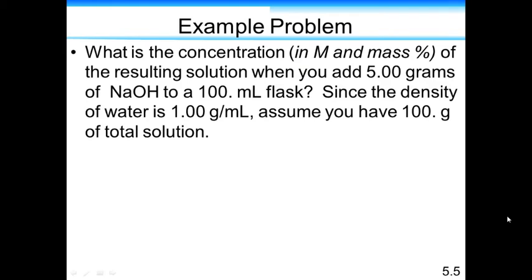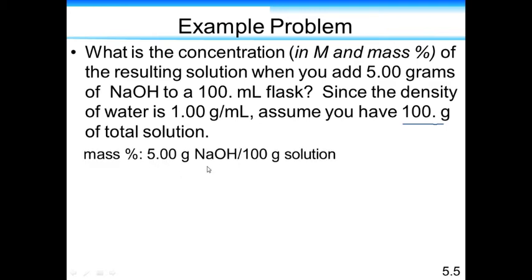Example problem. What is the concentration in molarity and mass percent of the resulting solution when you add 5 grams of sodium hydroxide to a 100 milliliter flask and fill up to the 100 milliliter mark with water? So assume you have 100 total grams of solution, since water is 1 gram per milliliter, and we're just going to assume, even though it's a sodium hydroxide solution in water, it's going to have roughly the same density of water. So we have 5 grams of sodium hydroxide in 100 grams of solution. It's just a 5% sodium hydroxide solution.